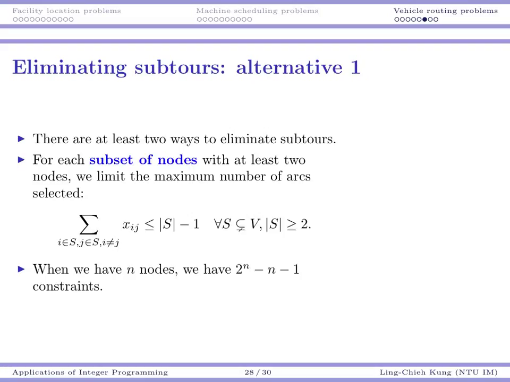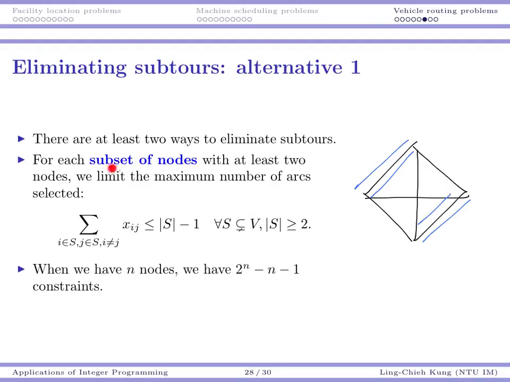The first way that may eliminate subtours is the following. The problem about subtours is that, given a network like this, one possible subtour is this one and that one, right? So that means in this small subset, you are having too many arcs. So the first idea is to exclude this possibility.